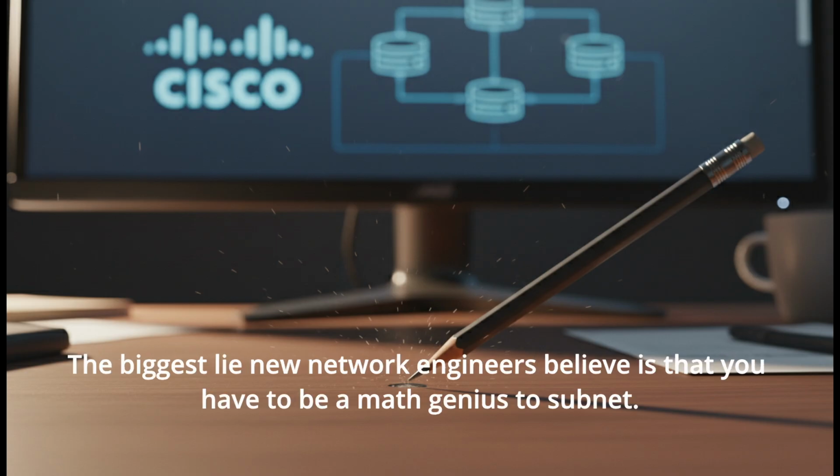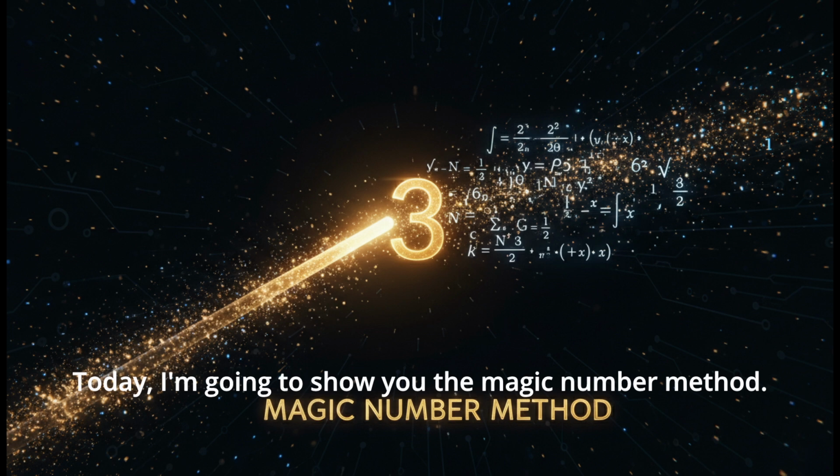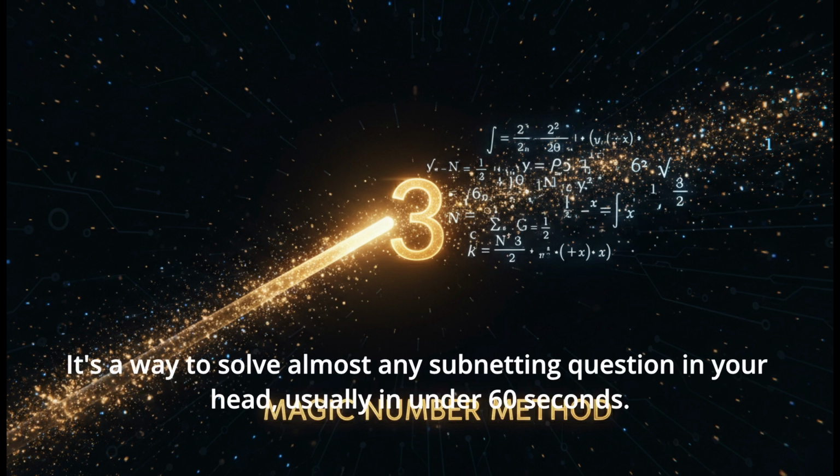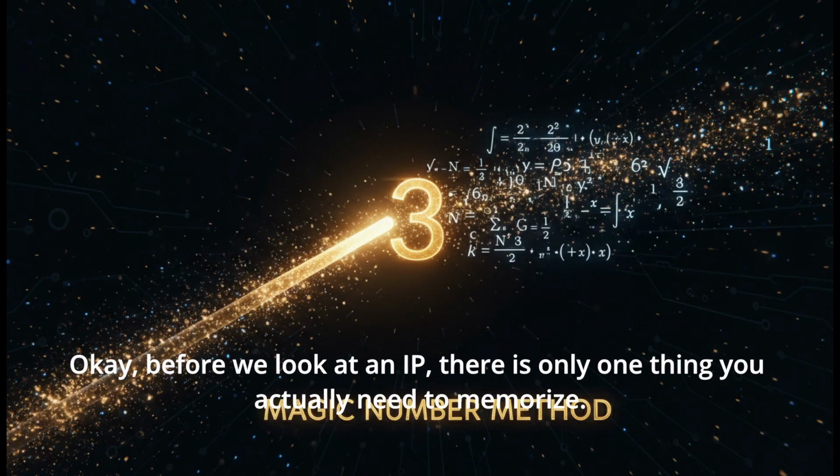The biggest lie new network engineers believe is that you have to be a math genius to subnet. You don't. You just need to know how to count. Today, I'm going to show you the magic number method. It's a way to solve almost any subnetting question in your head, usually in under 60 seconds. Let's get into it. Okay, before we look at an IP, there's only one thing you actually need to memorize.